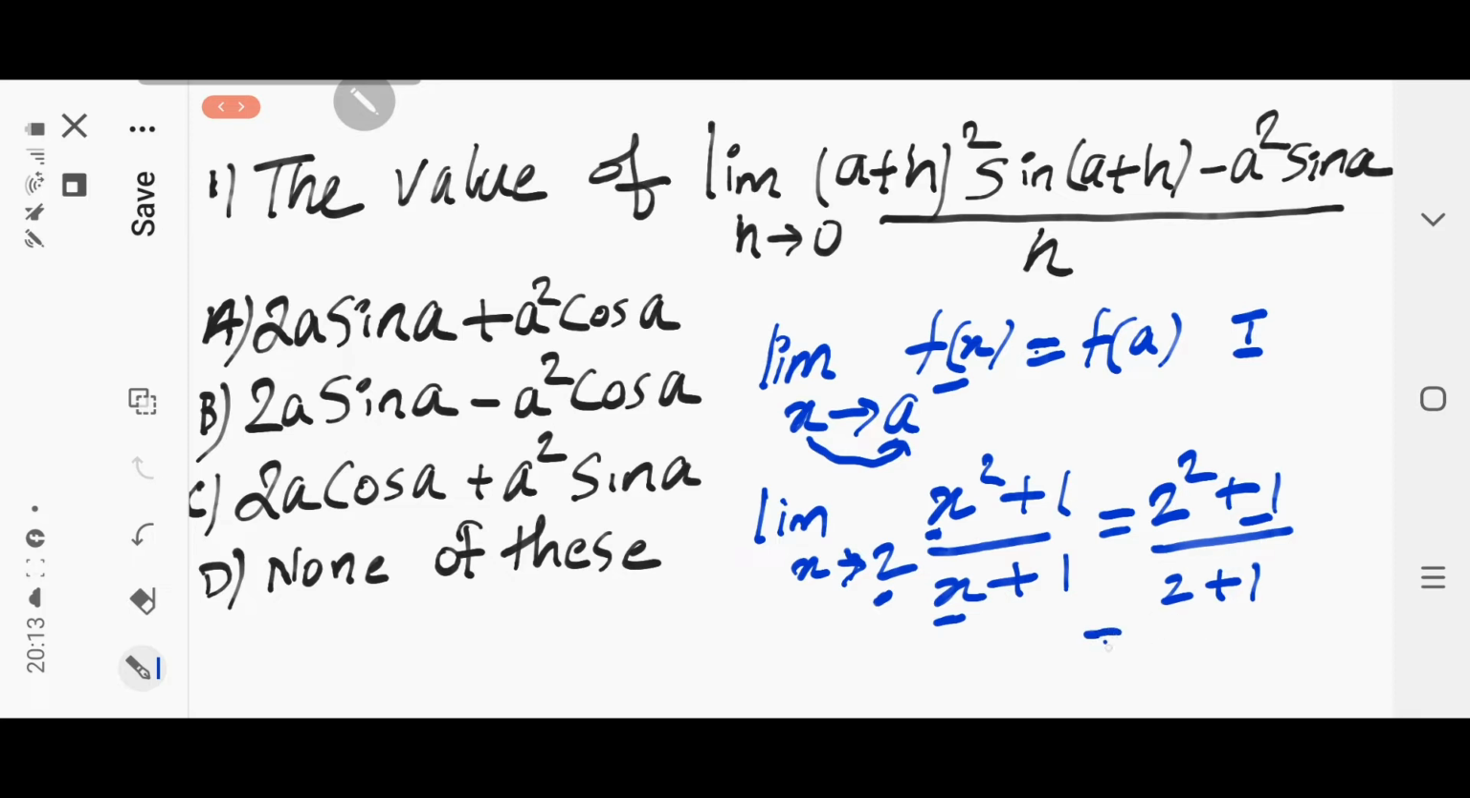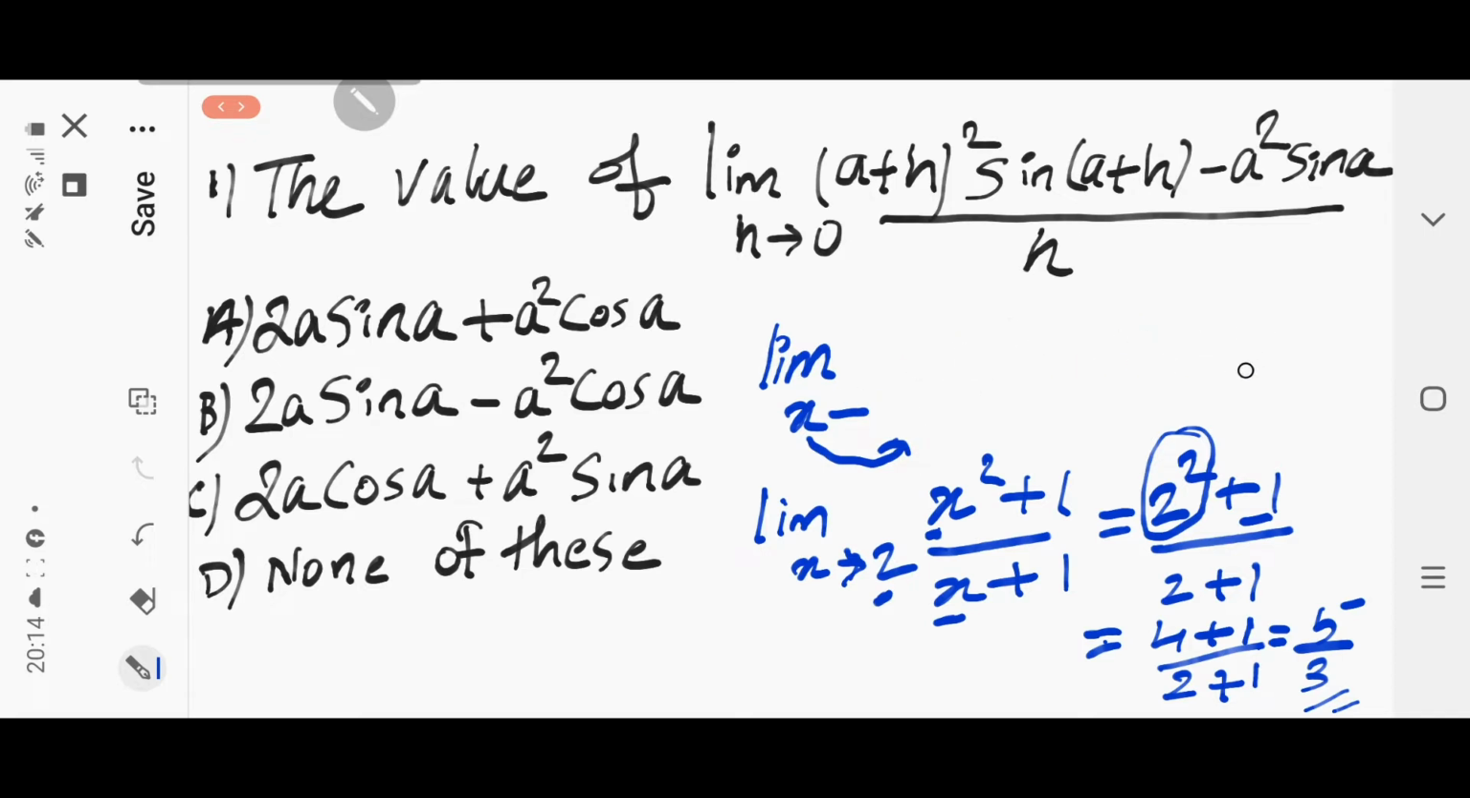That means the answer is equal to, what is 2 square? It is 4 plus 1, divided by 2 plus 1. The answer is 5 divided by 3. This is a way to do a problem in limits. But you know that it is one of the easiest questions, right?